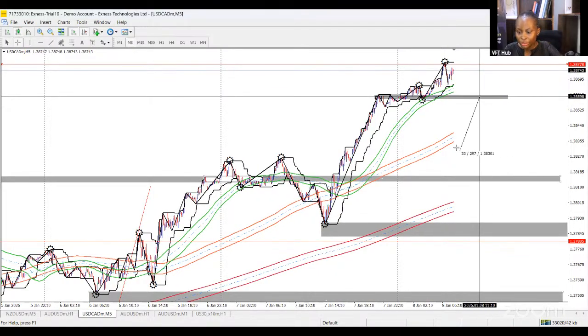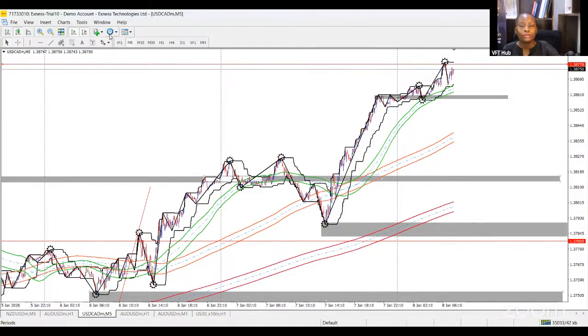My take profits, this could be my first TP level. My major take profit level will now be around 1.38015, which is 60 pips away from where we enter. Our stop loss would be about 20, let's say 25 pips to give you more room to breathe. So this is what I'm watching out for on these three commodity currencies.